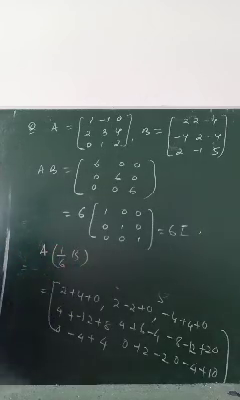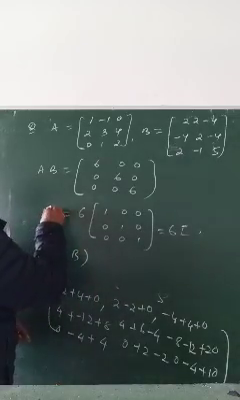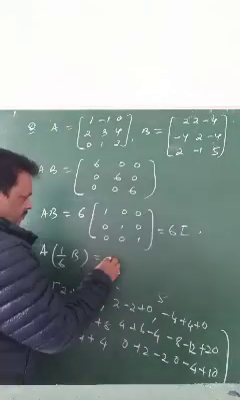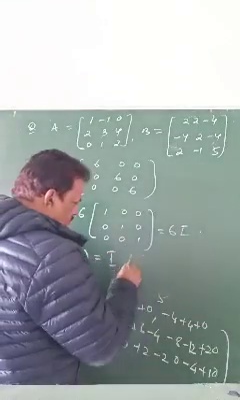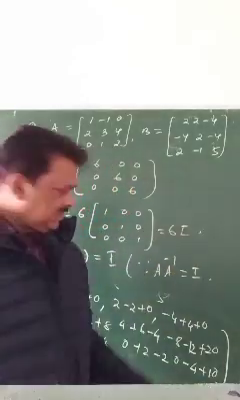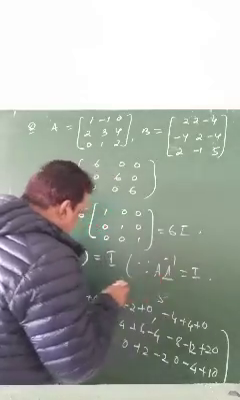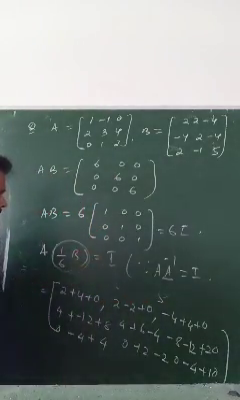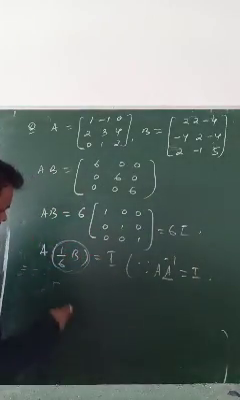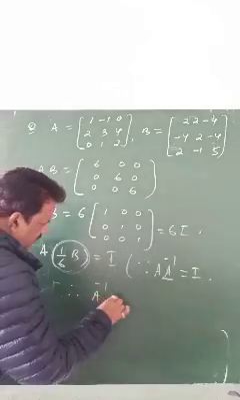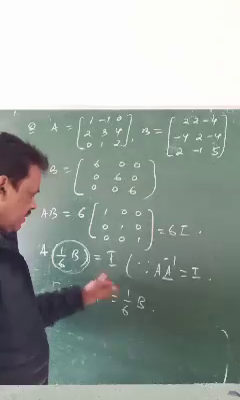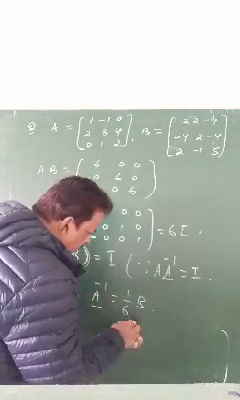Look here, A into 1 by 6B equals I. Since you know A inverse is the matrix that gives I, in place of A inverse what have you got? 1 by 6B. Therefore, the conclusion is A inverse equals 1 by 6B. That means no need to find the cofactors to find A inverse. So directly you found A inverse.